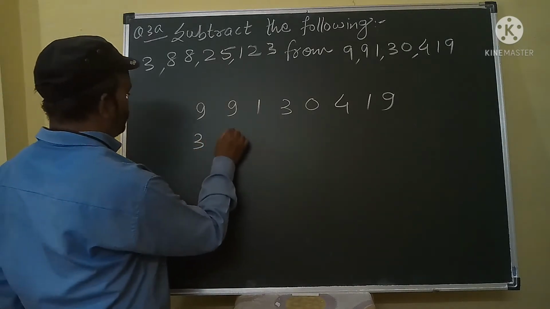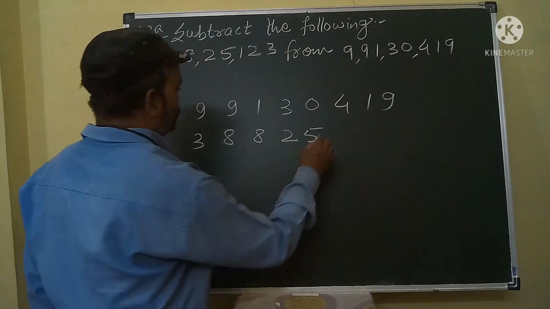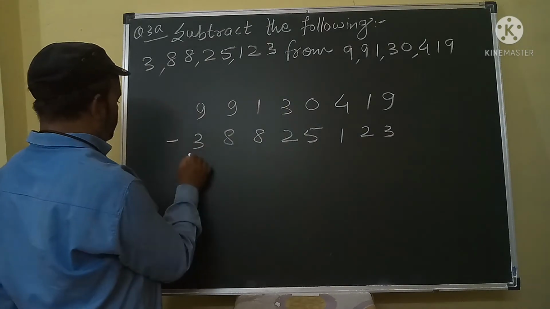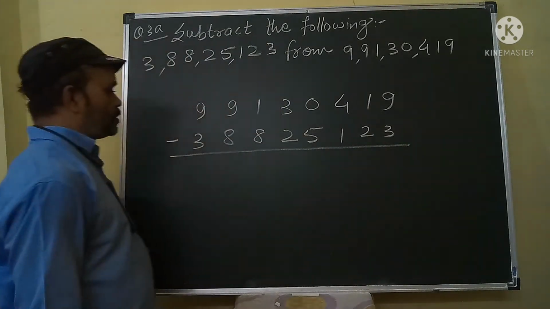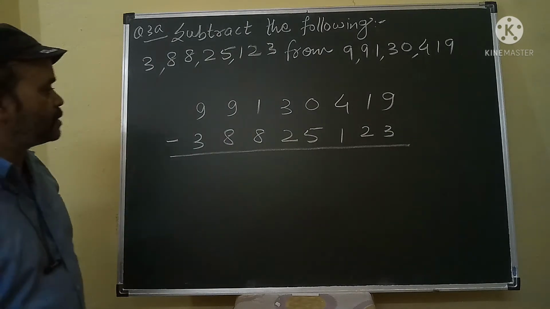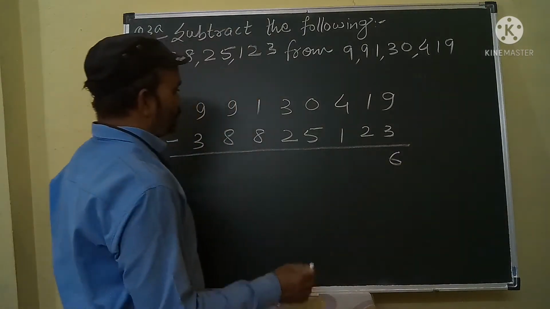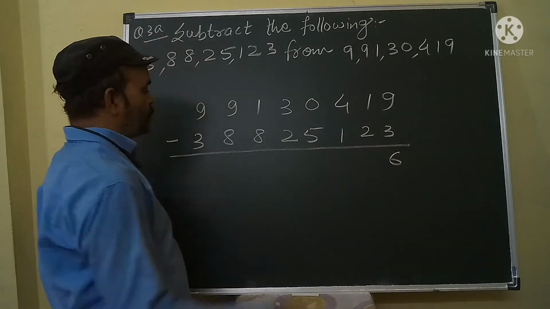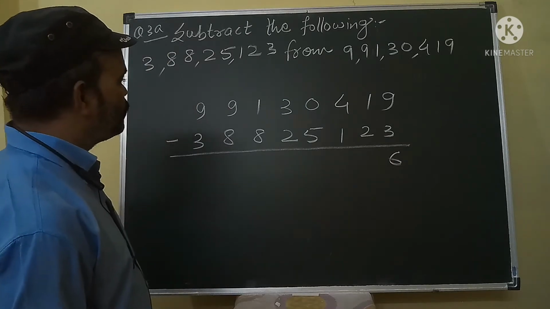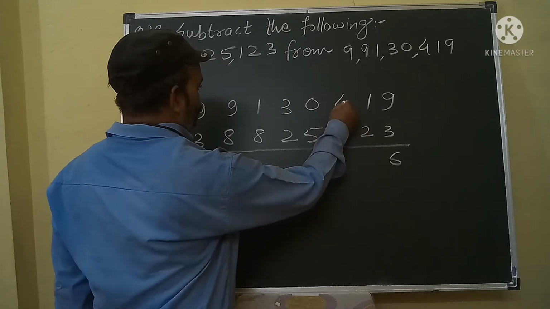Then after we will write 3 crores 88 lakh 25,123. Okay. Now we will discuss what is the procedure of subtraction. You know very well, 9 minus 3 6, 9 minus 3 6, this is 2, this is 1. We cannot subtract 2 from 1. So what we will do? We take one number borrow from 4.